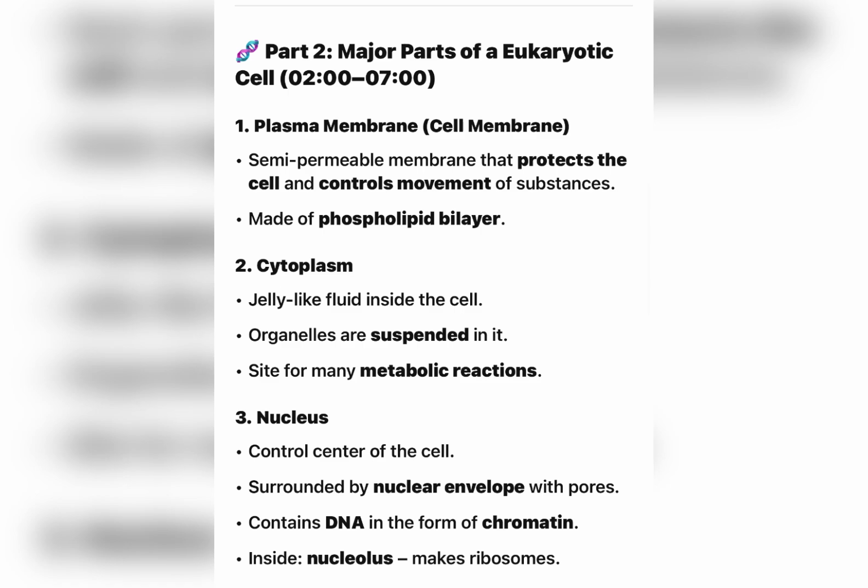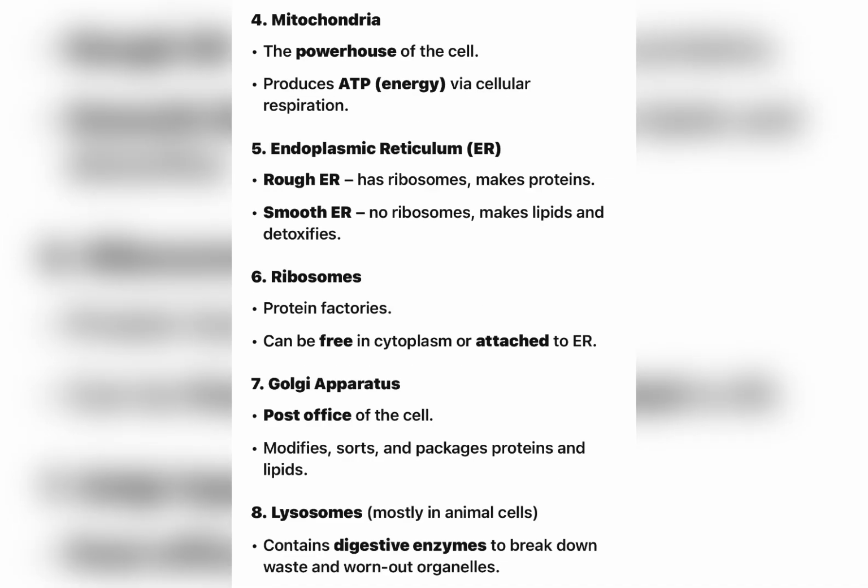Then nucleus. Control center of the cell. Nucleus is the main control center, that is like functions like brain. And nucleus is surrounded by a nuclear envelope with pores. Contains DNA in the form of chromatin. Chromatin fiber like structure. Inside the nucleus there is a nucleolus that makes ribosomes. Then comes mitochondria. As you know, the powerhouse of the cell. Produces ATP energy via cellular respiration.